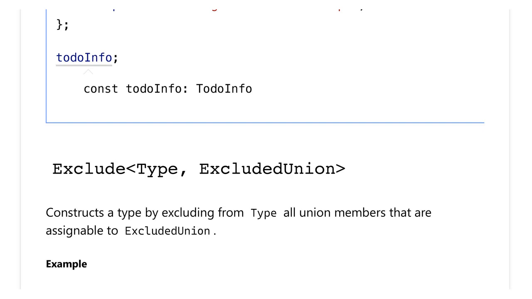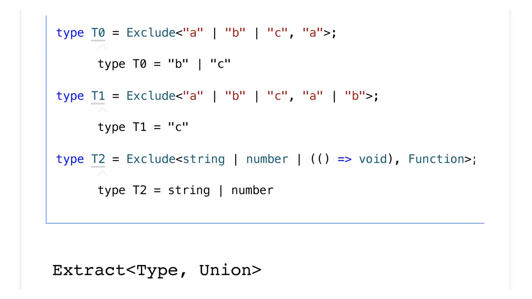Exclude<Type, ExcludedUnion> constructs a type by excluding from Type all union members that are assignable to ExcludedUnion. Example: type T0 = Exclude<'a' | 'b' | 'c', 'a'>; type T0 = 'b' | 'c'. type T1 = Exclude<'a' | 'b' | 'c', 'a' | 'b'>; type T1 = 'c'. type T2 = Exclude<string | number | (() => void), Function>; type T2 = string | number.